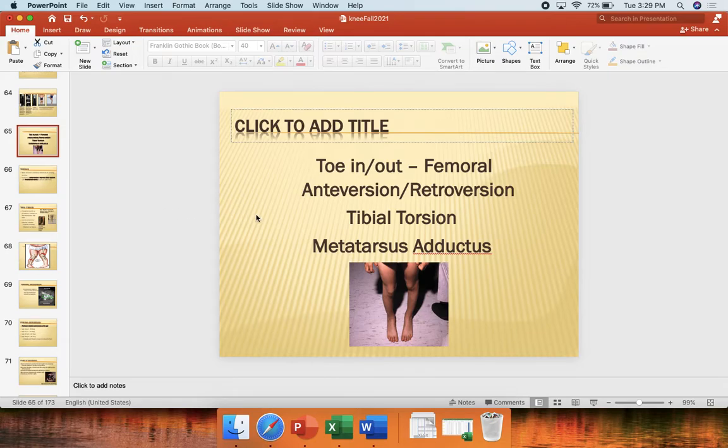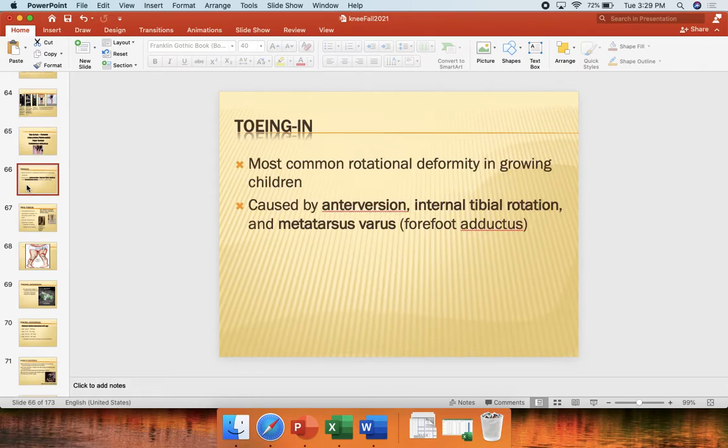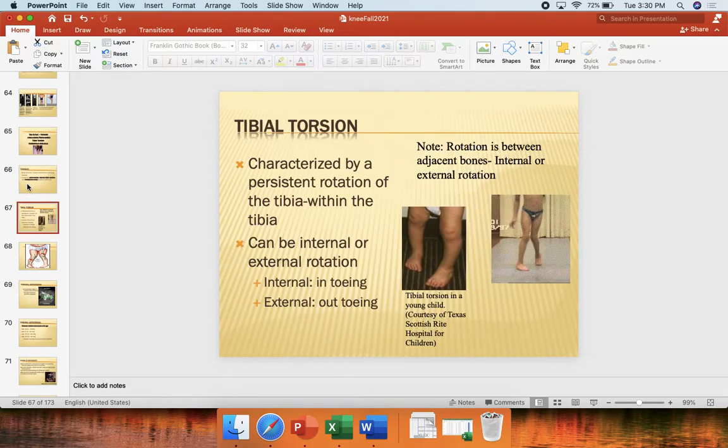This video will be covering causes of toeing in and toeing out, some specific causes of toeing in and toeing out, starting up at the hip and running down through the feet. To get things started, just realize toeing in is going to be a very common rotational deformity, especially in growing children. We'll look at a couple of those causes of that, and as people grow older, they tend to grow out of that toeing in, and we'll look at a few of those reasons why.